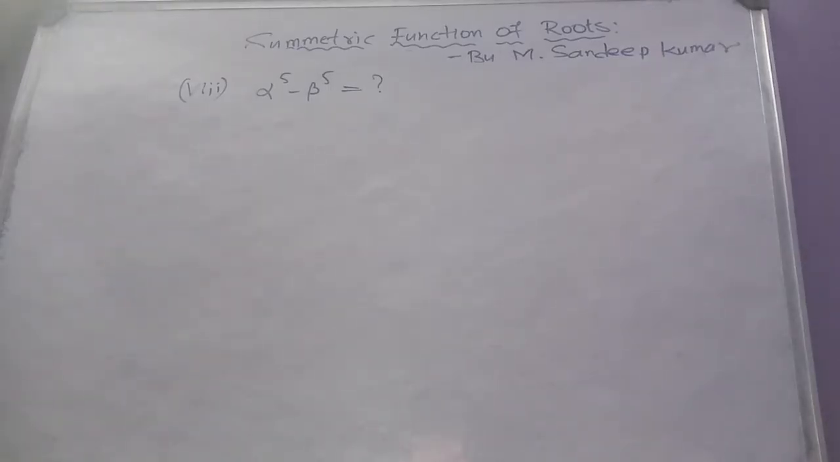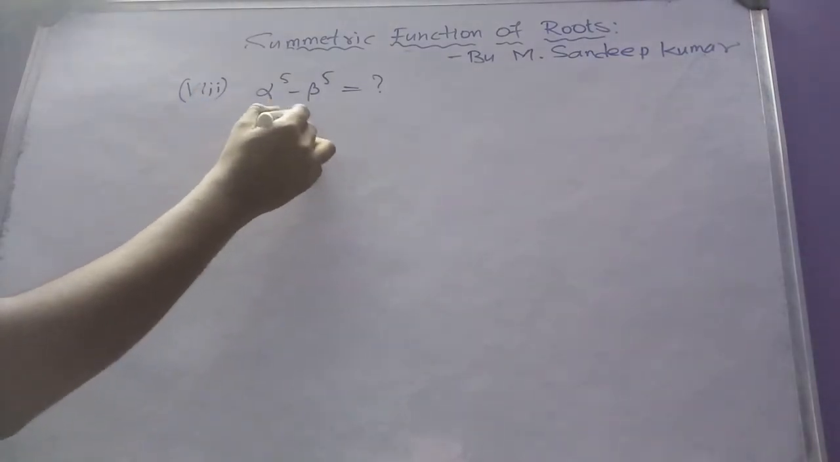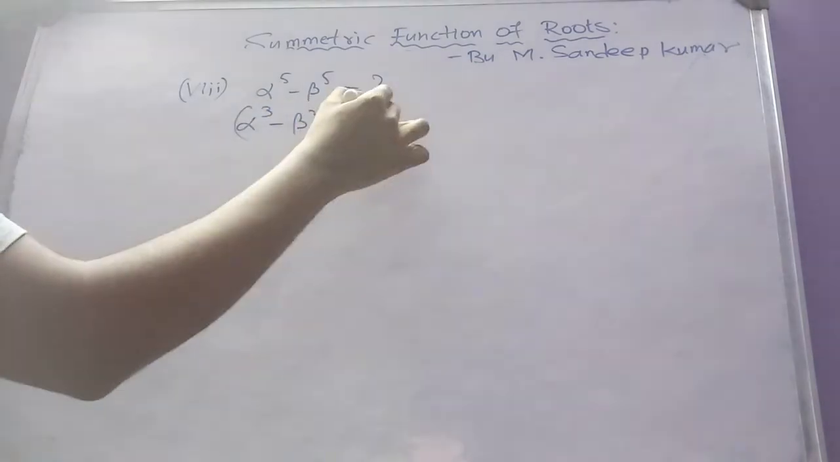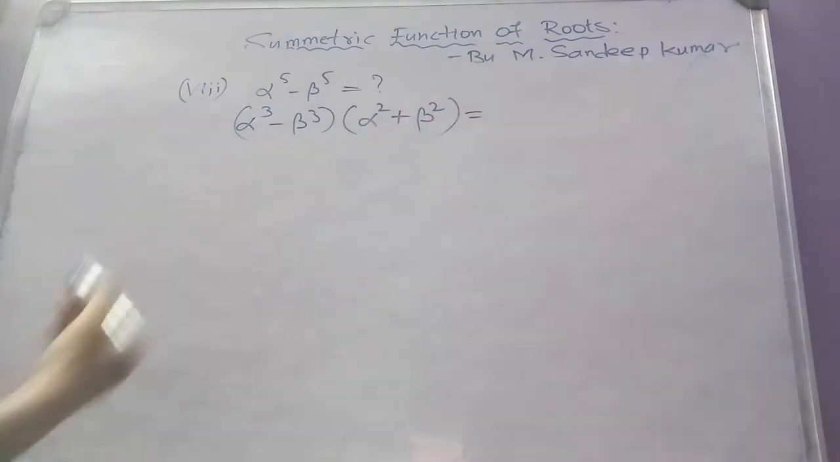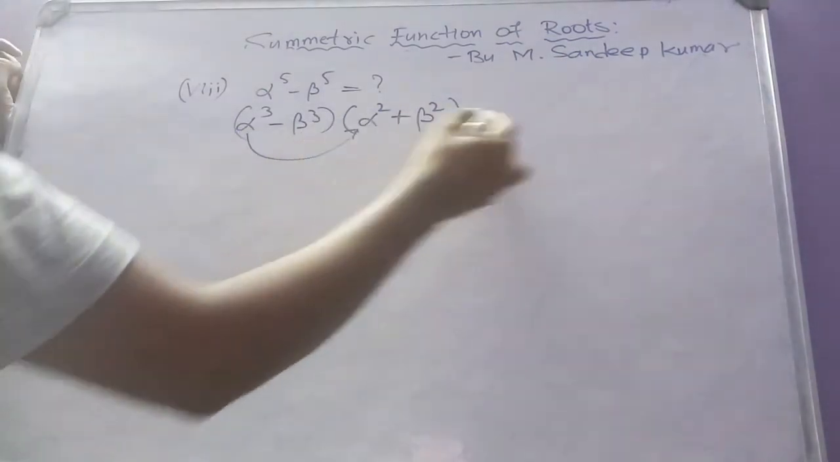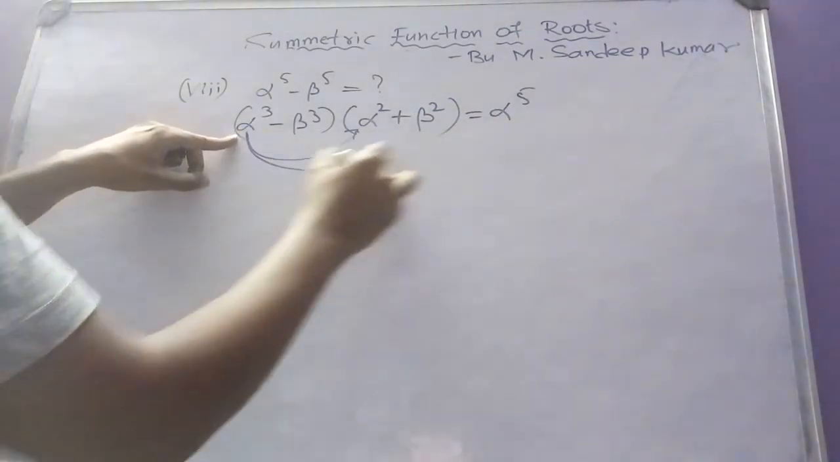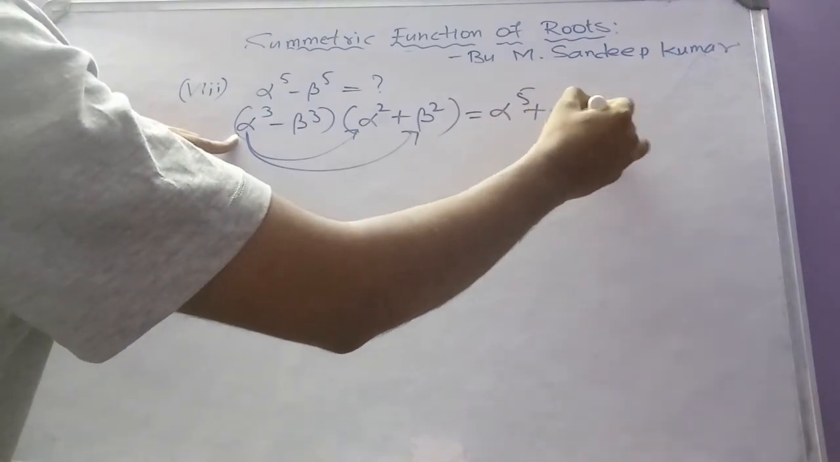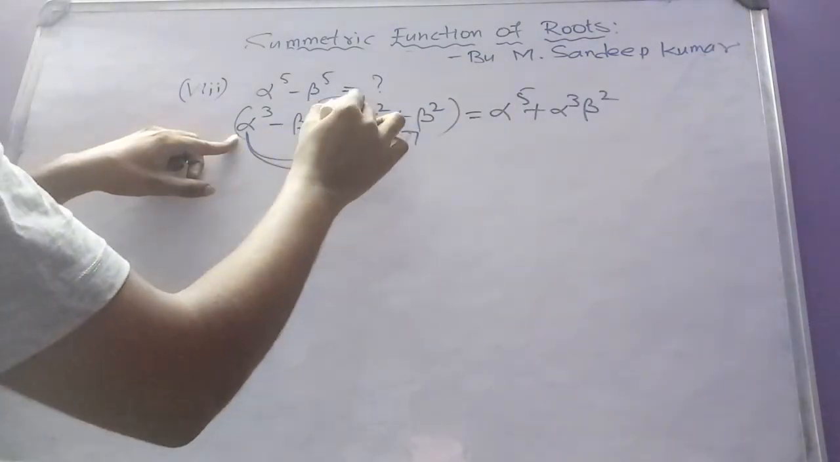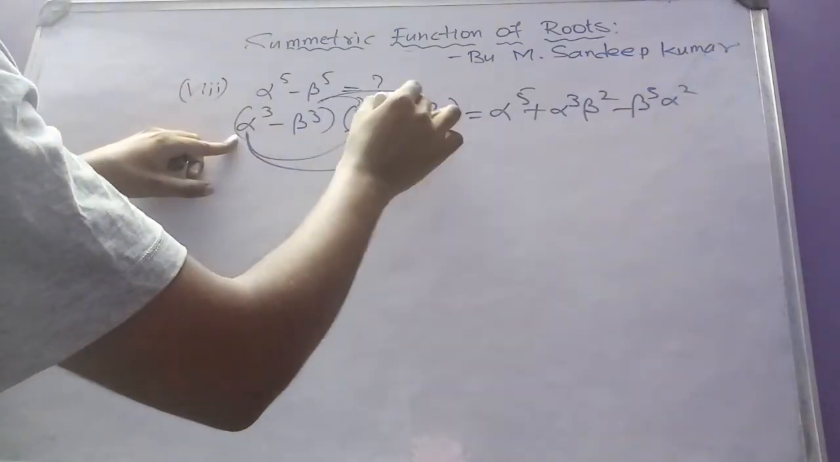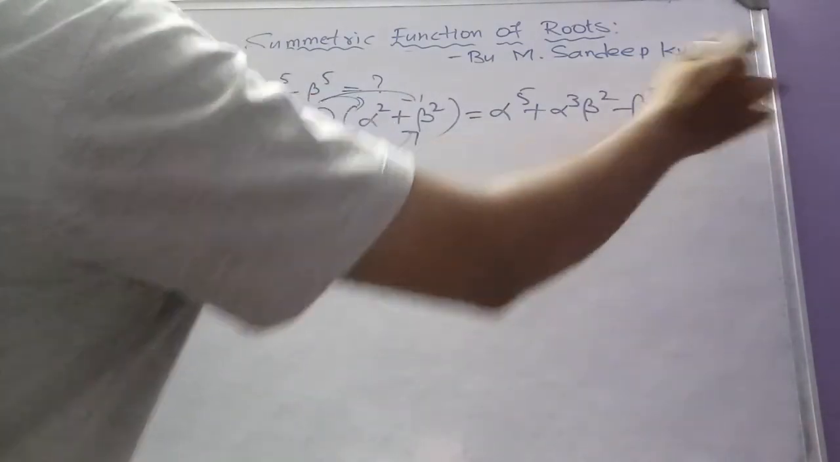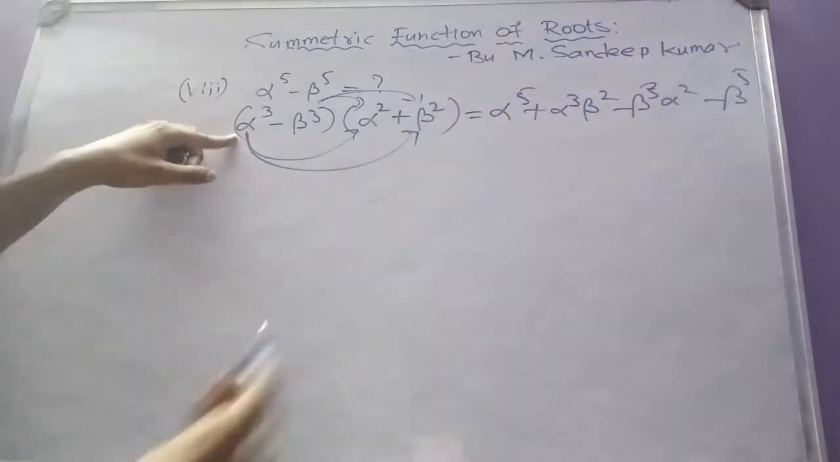Dear students, in order to find alpha power 5 minus beta power 5, I will take the product of alpha cube minus beta cube into alpha square plus beta square. If you multiply these two, what will you get? Alpha power 5 plus alpha cube beta square minus beta cube alpha square minus beta power 5. Right?